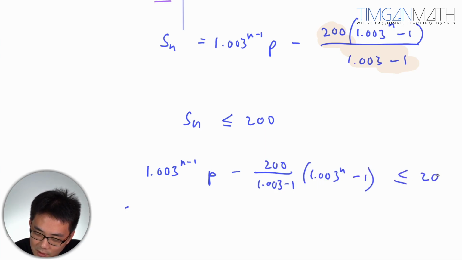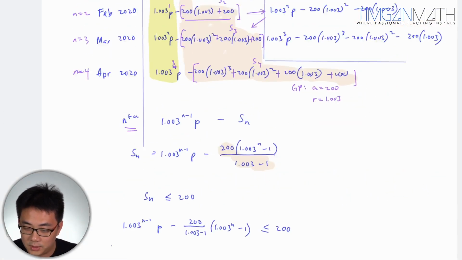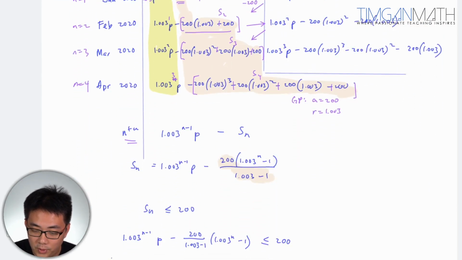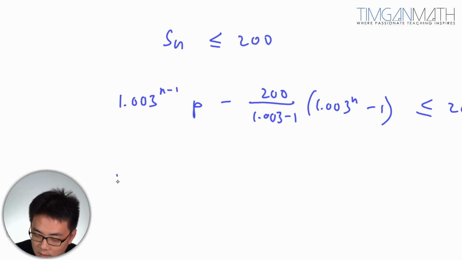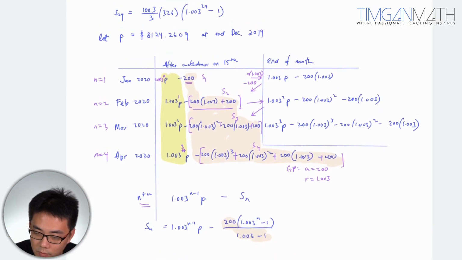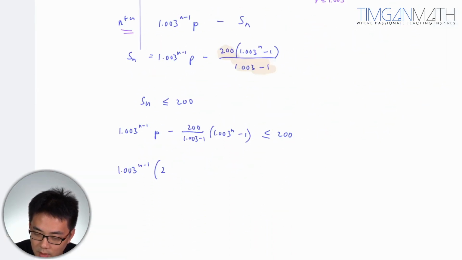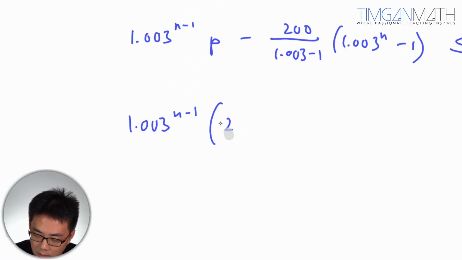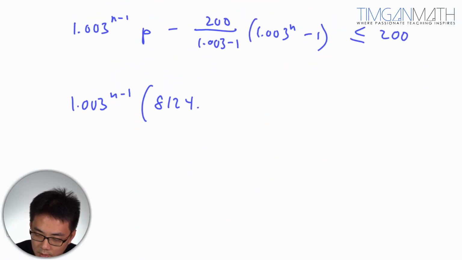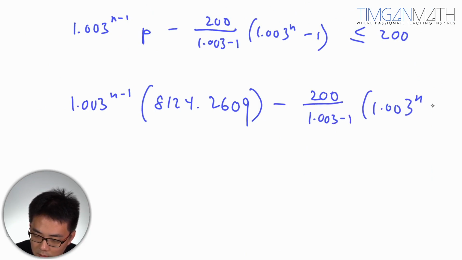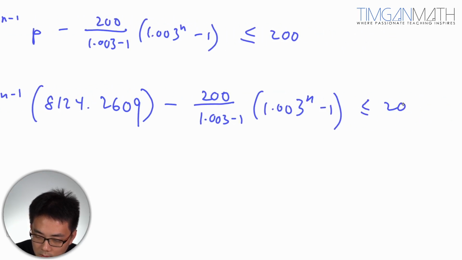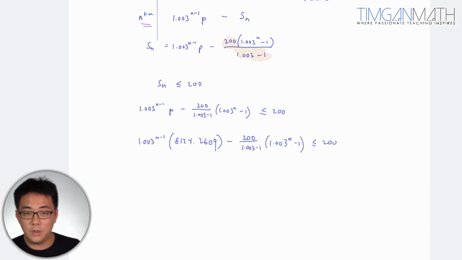Okay, less than 200. Now P we found just now. P was 8124.2609. So I'm just going to put this as 8124.2609 minus 200 over 1.003 minus 1. Okay, so this is the amount. Okay, so I'm going to find the N.